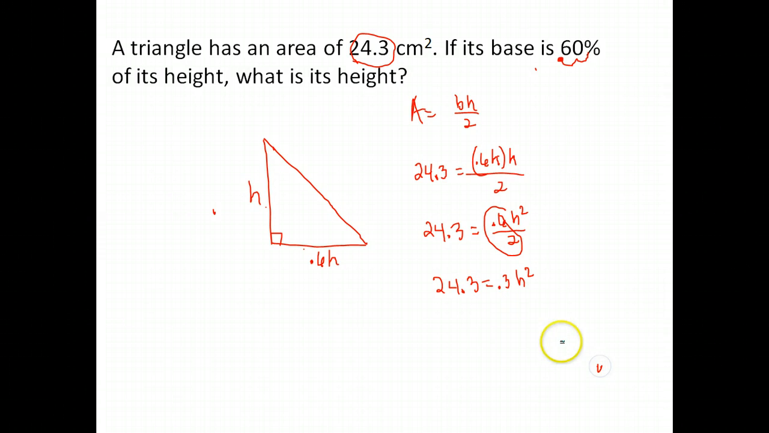We want to get the h by itself again, so we divide both sides by 0.3. We get 24.3 divided by 0.3 is 81. So h squared is 81. Now again, to get rid of a squared, you do the opposite of squaring and you do the square root. Hopefully you recognize the square root symbol there. It means what number times itself is 81. And since 9 times 9 is 81, the square root of 81 is 9. So my height is 9.